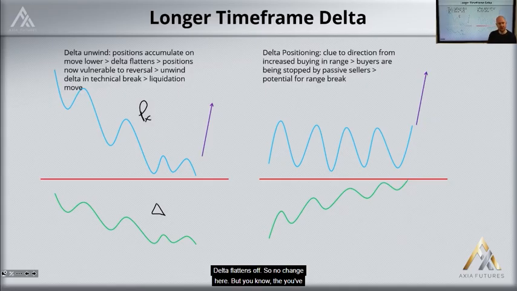Delta flattens off, so no change here. But you know that you've got more short positioning now. This is susceptible. This is now vulnerable to a reversal. What are shorts looking for here? Well, they've been selling it.